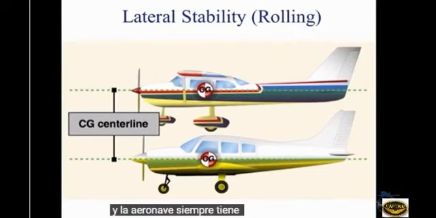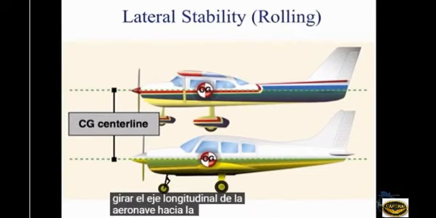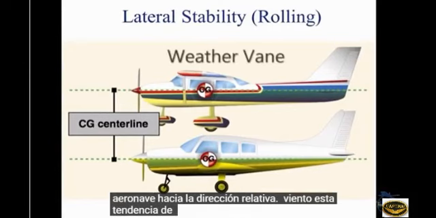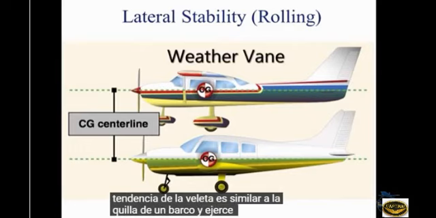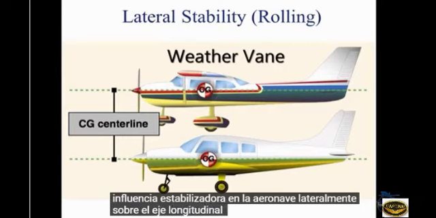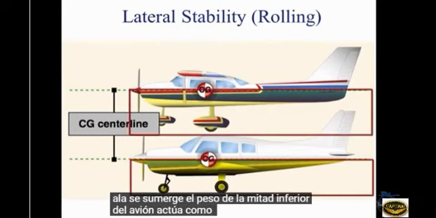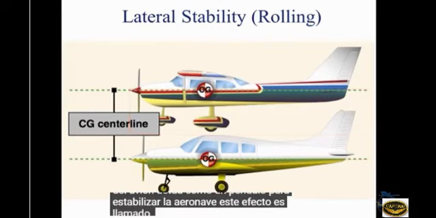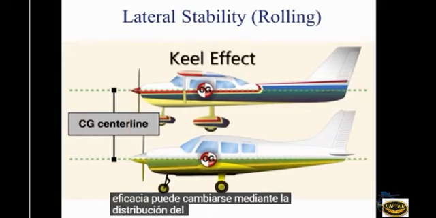An aircraft always has the tendency to turn the longitudinal axis of the aircraft into the relative wind. This weather vane tendency is similar to the keel of a ship and exerts a steadying influence on the aircraft laterally about the longitudinal axis. When the wing dips, the weight of the lower half of the plane acts as a pendulum to steady the aircraft. This effect is called the keel effect, and its effectiveness can be changed by weight distribution to make more of the aircraft under the center of gravity.